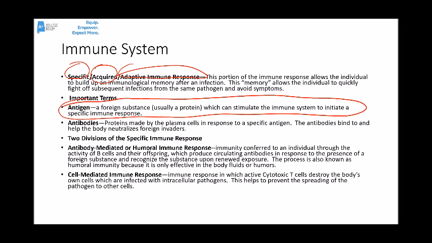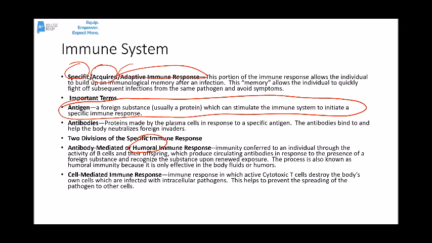So there are 2 parts of the specific immune response we'll talk about. One of them is called antibody mediated, or sometimes humoral immunity, and the other is cell mediated. The antibody mediated immunity helps you to deal with germs that are in your body's fluids, in the blood and the interstitial fluids and the lymphatic fluids. That's why it's called humoral. Humoral refers to body fluids.